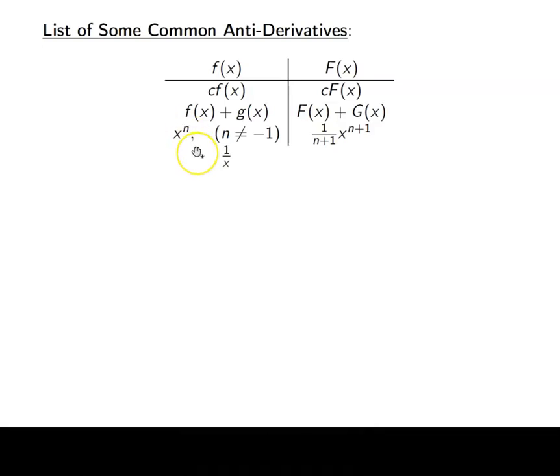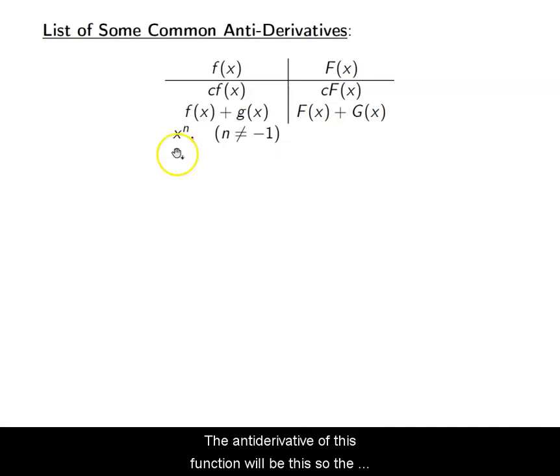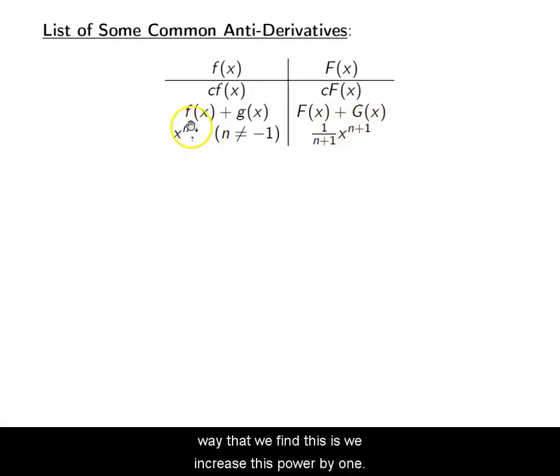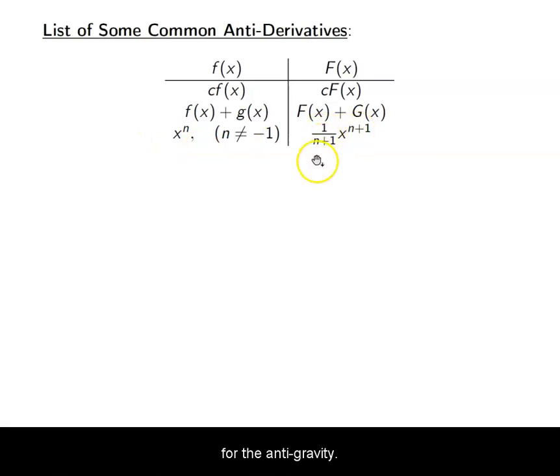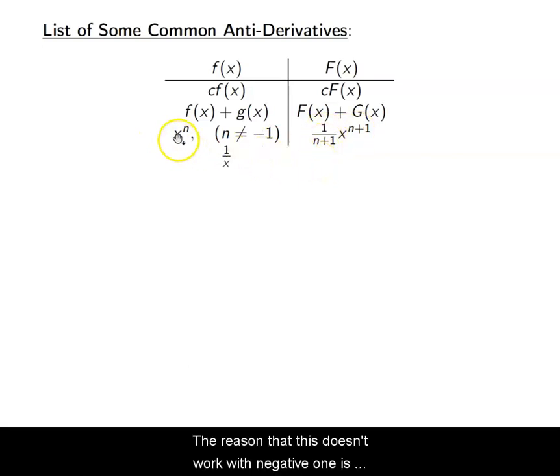So if we start here, the antiderivative of this function will be this. The way that we find this is we increase the power by 1 and we multiply by the reciprocal of that new power for the antiderivative. The reason that this doesn't work with -1 is because -1 gives me 1 over x.